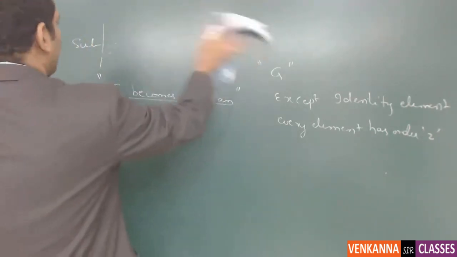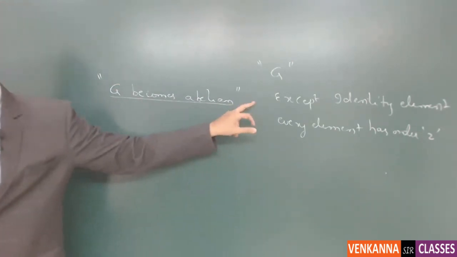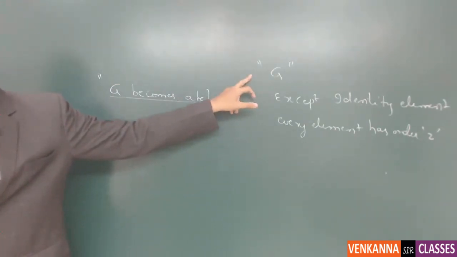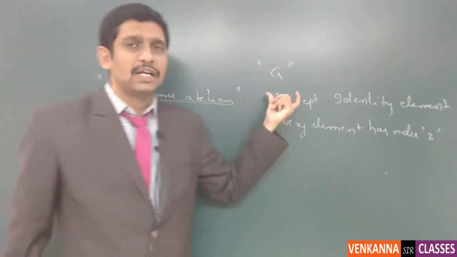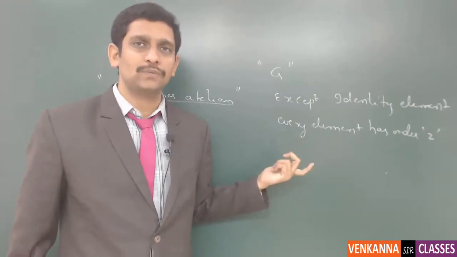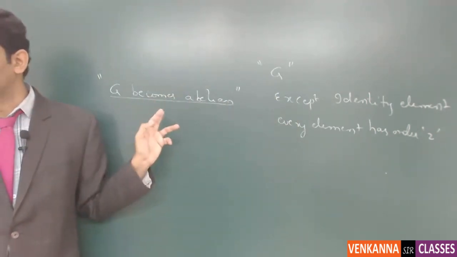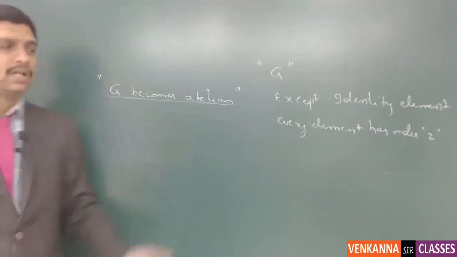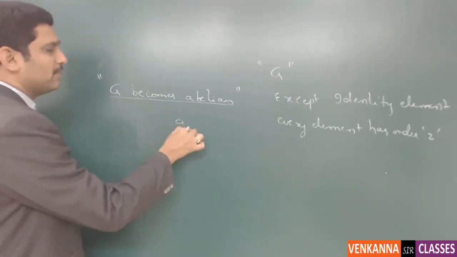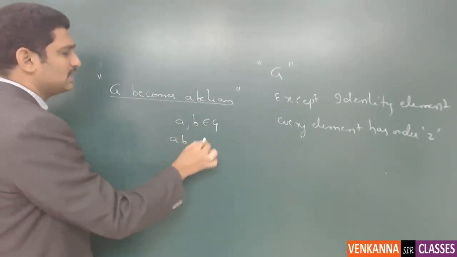Now let us go back. This is actually what we want to discuss. I have considered a group in which except identity element, every element has order 2. So G becomes abelian with that property. So how to prove that? Whenever you take two elements a, b in G, we have to show that ab is equal to ba.